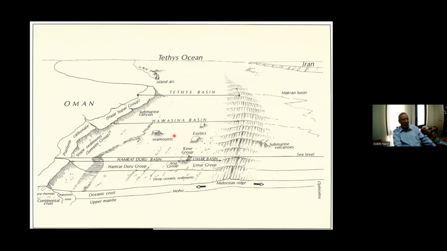We have the exotic and the seamount, where the marble in Oman was formed, and the whole sequences of the different sediment and volcanics being formed. So that was Oman here, and this is Iran, and this is the Tethys Ocean in between.